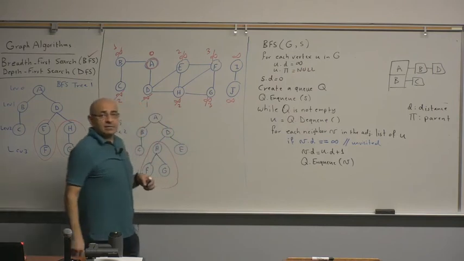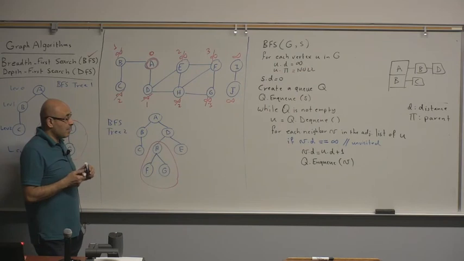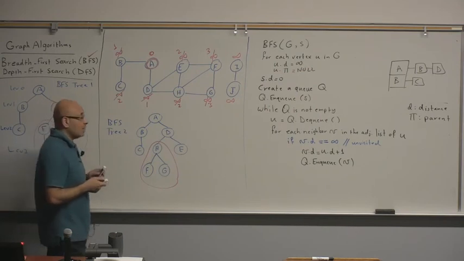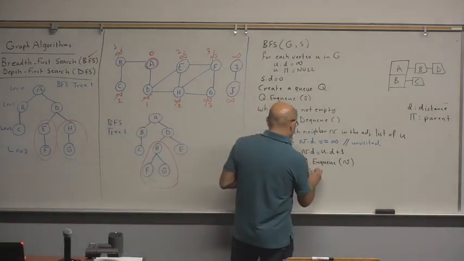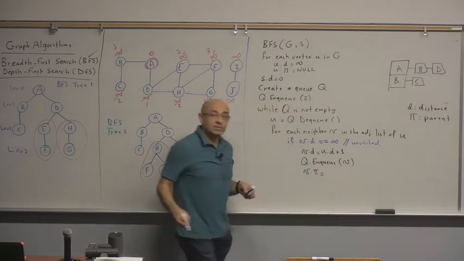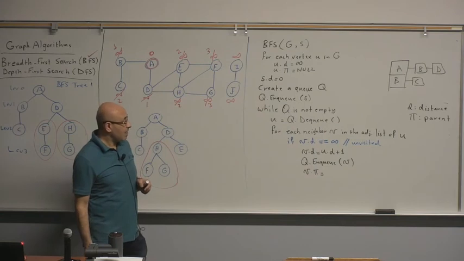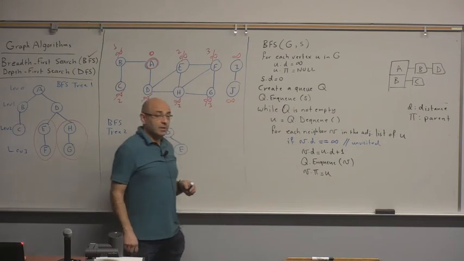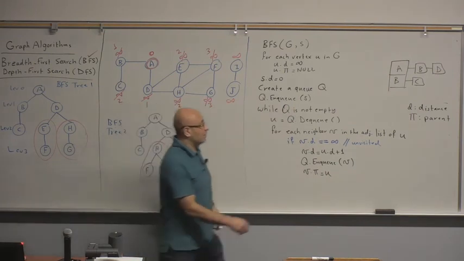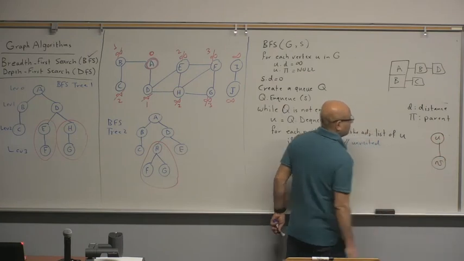Now, where do I set the pi to the actual value in the algorithm? When you're enqueuing it. What's that? When you're enqueuing it. Yeah, when I'm enqueuing. So here I set v dot pi equals u. V dot pi. So u is the parent of v. When you are doing this processing, u is the parent and v is the neighbor.